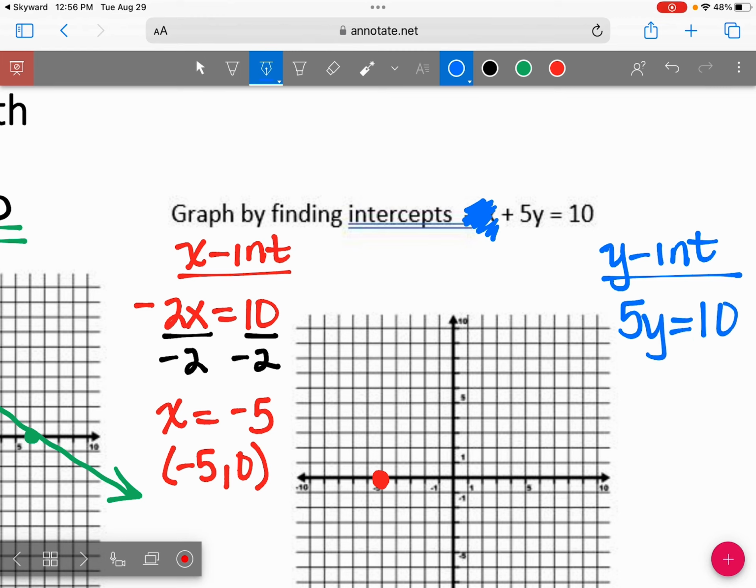How do you solve that for y? What are you going to do to both sides? Divide by 5. Good. 10 divided by 5 is y equals 2. So your y-intercept is at 0, 2. Put a point at 0, 2.